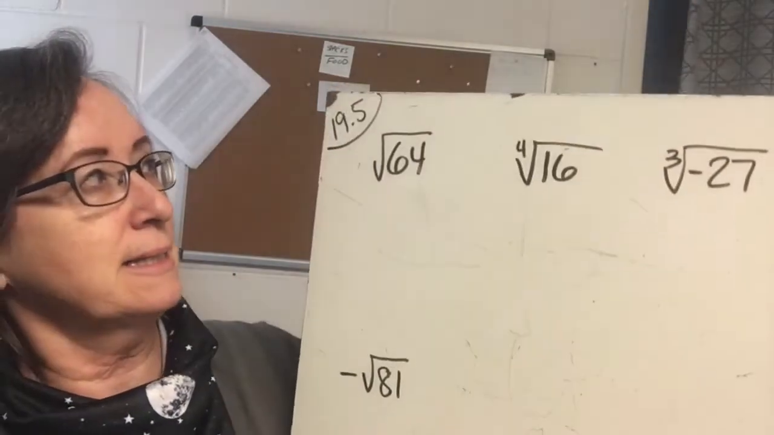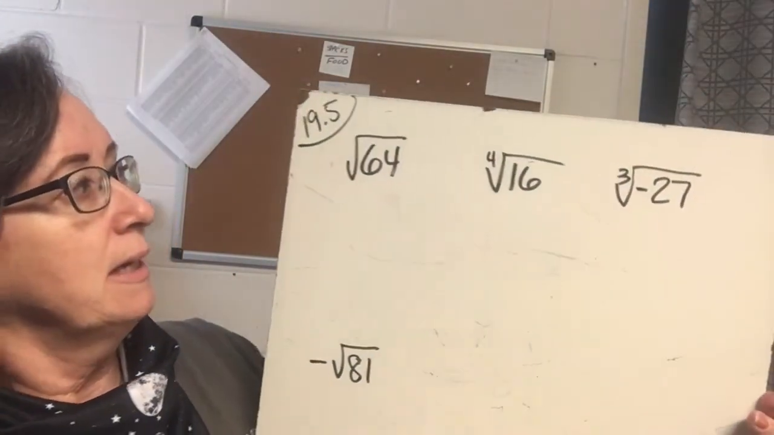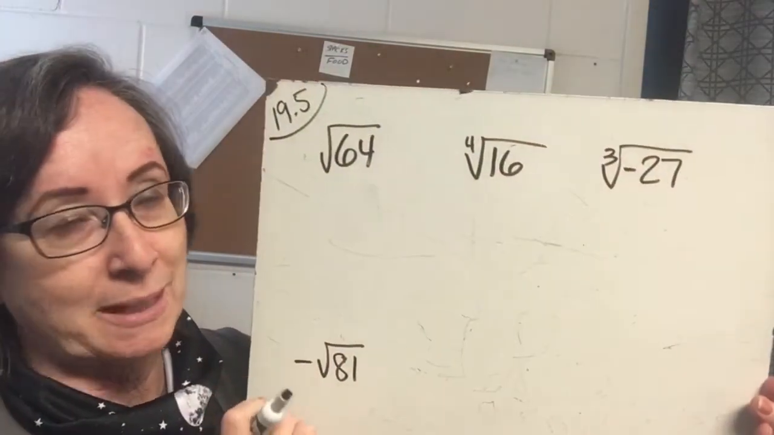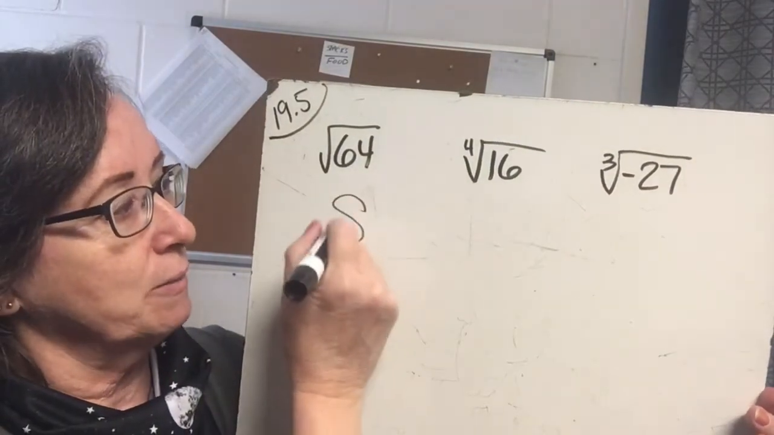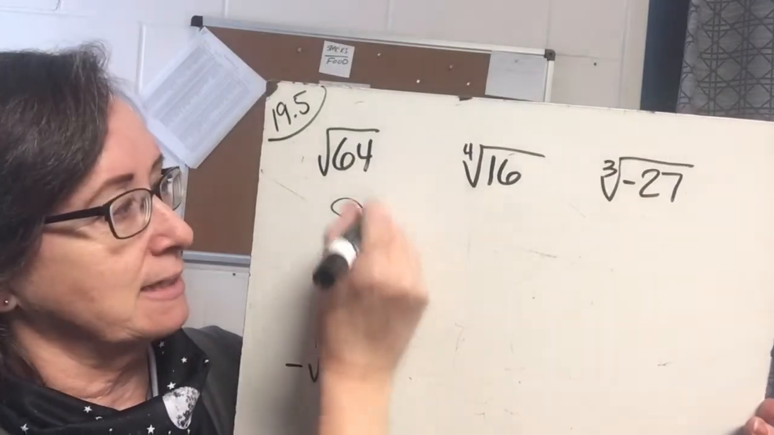So on this next board, we have some practices, 19.5. So the square root of 64, we have to think about what number squared gives us 64, and the answer would be 8, wouldn't it? Because 8 times 8 gives us 64.